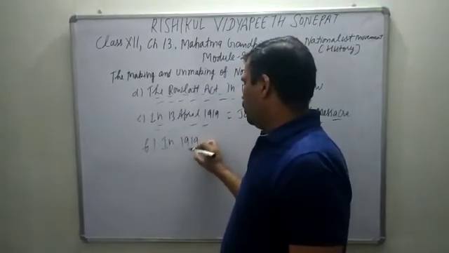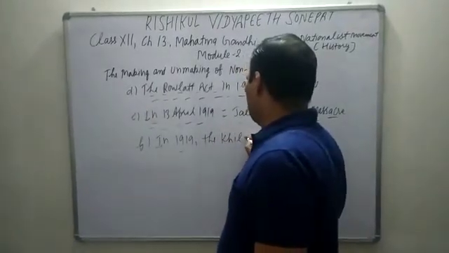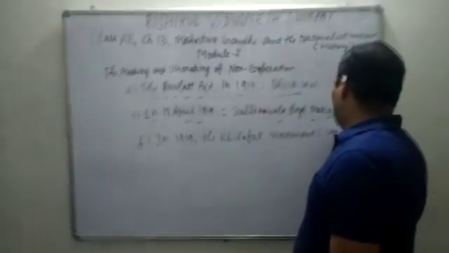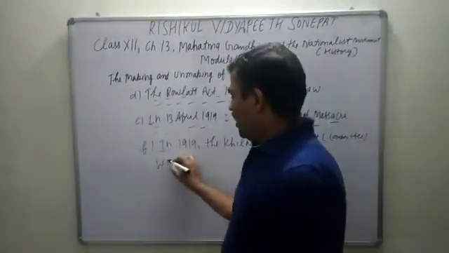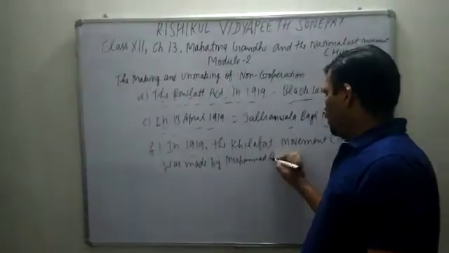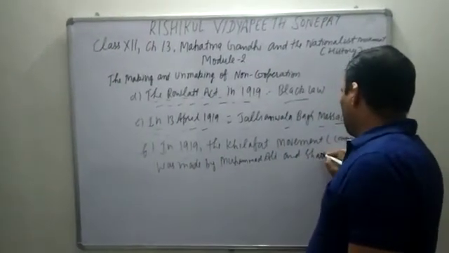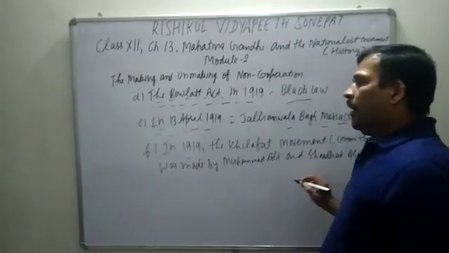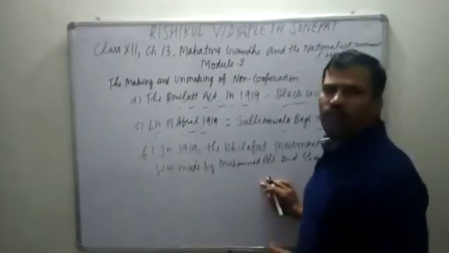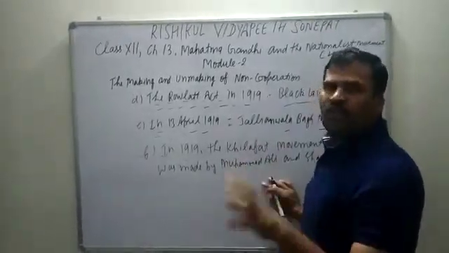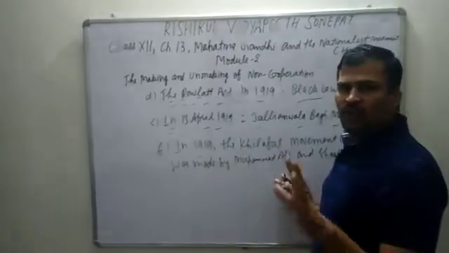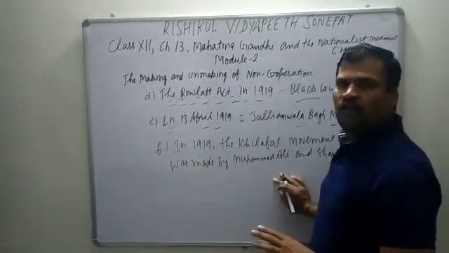In 1919 also, the Khilafat movement, or committee, was made by Muhammad Ali and Shaukat Ali. These were two brothers. They were keeping a hawk-eye on the First World War, where Turkey was also a part, and Turkey was defeated. They feared that the Britishers would humiliate the Muslim community now, because Turkey was an important part. It took part in the war and was defeated along with its allies.